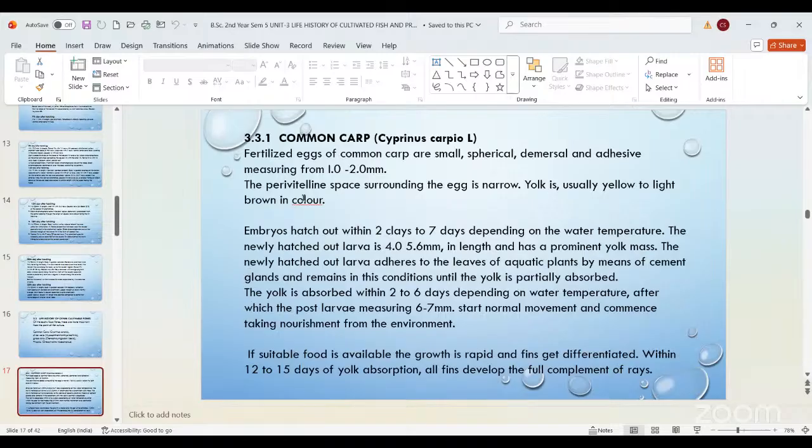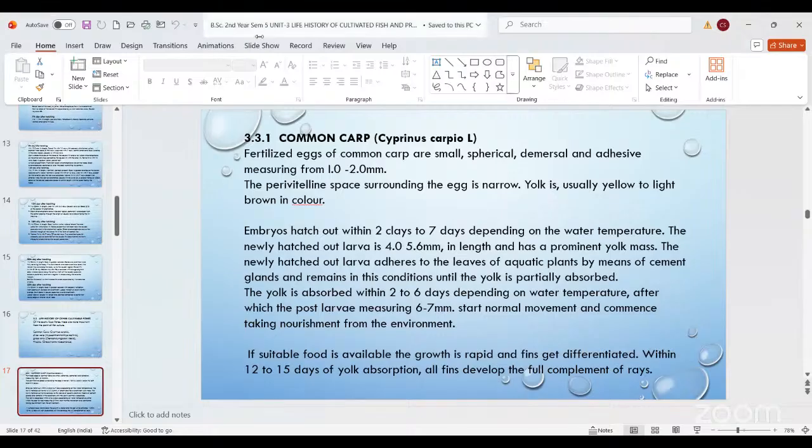If you see the first one, common carp, that is Cyprinus carpio, the fertilized eggs of common carp are small, spherical, demersal, and adhesive, measuring from 1 to 2 mm. The perivitelline space surrounding the egg is narrow. Yolk is usually yellow to light brown in color.